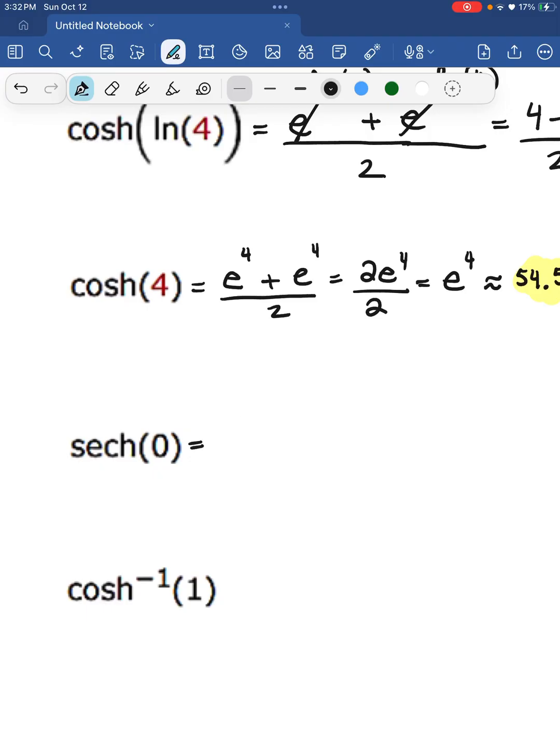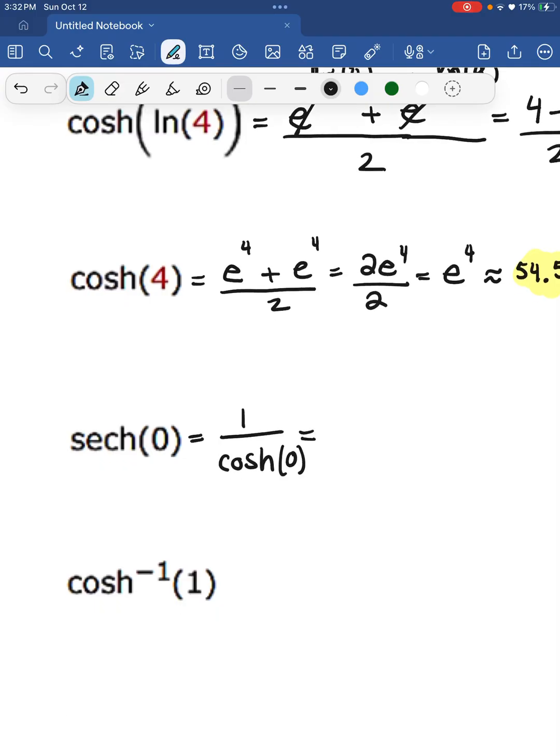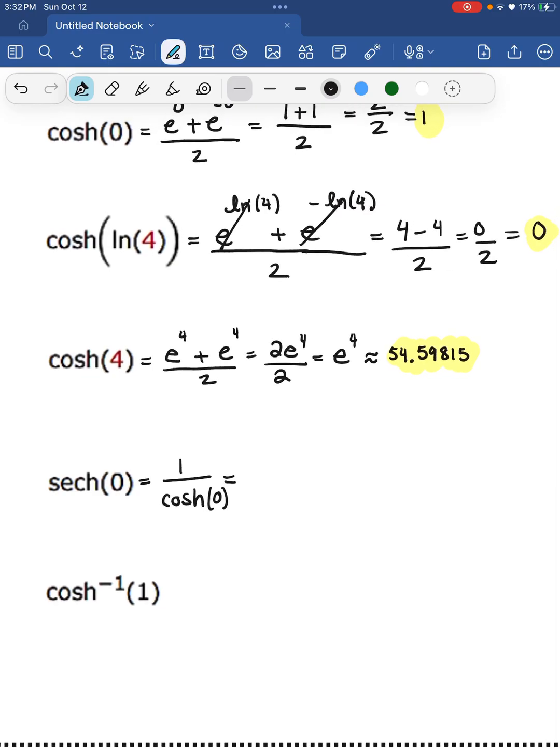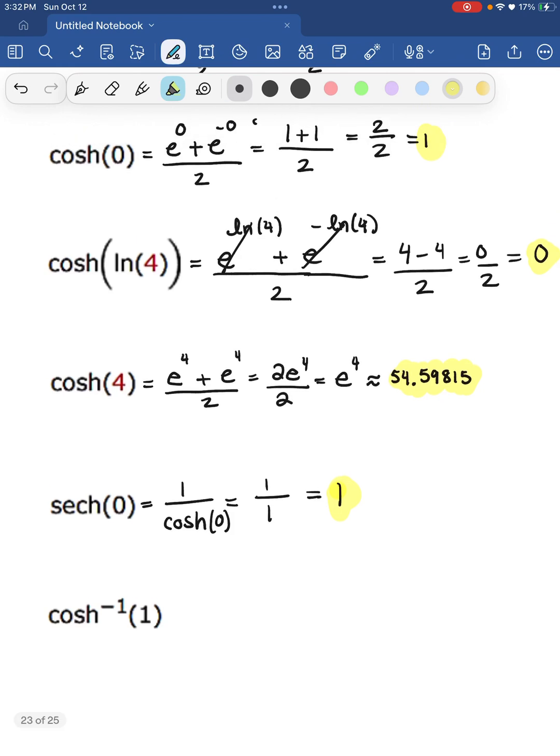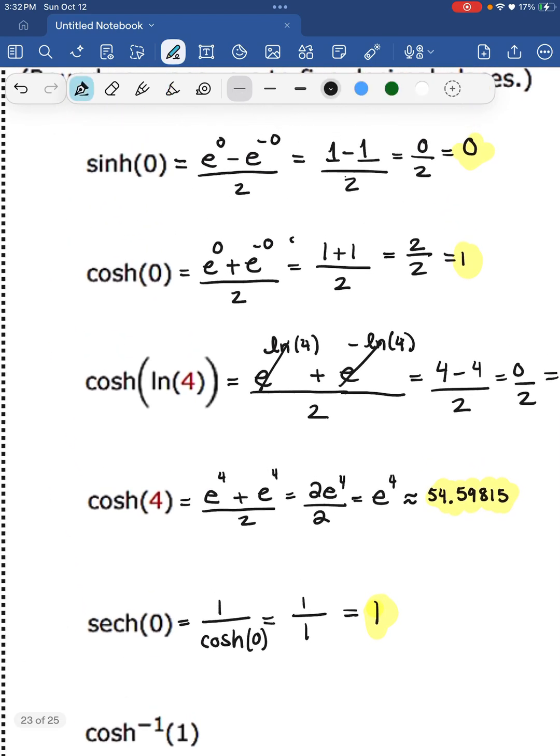So that would now be e to the 1st plus e to the negative 1st, all over 2, to the negative 1. So we end up with 2e over 2 to the negative 1. But that's just e to the negative 1, which is 1 over e. And there we have that.